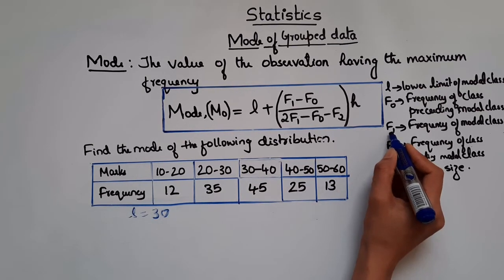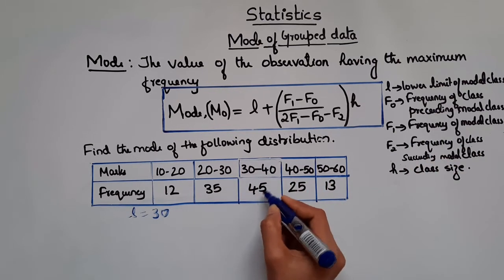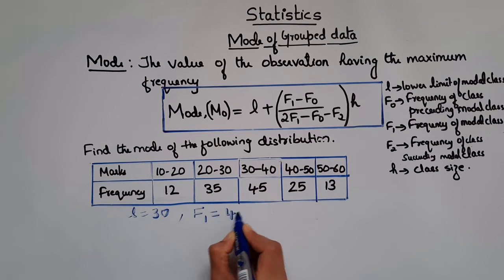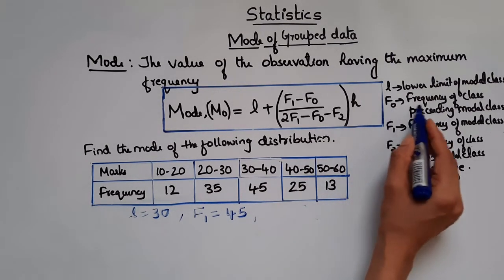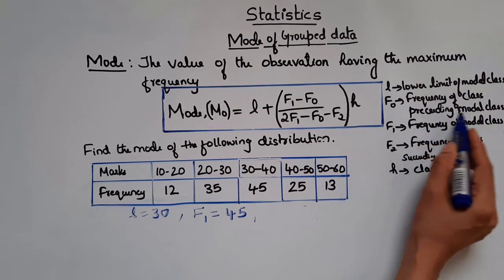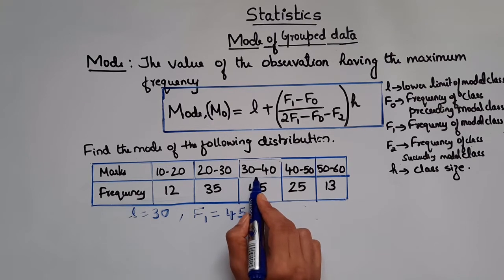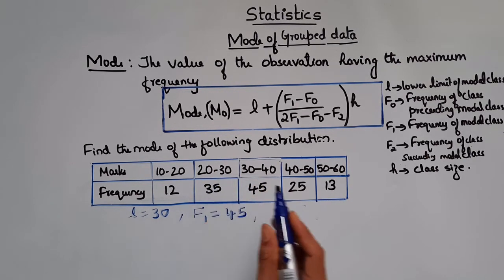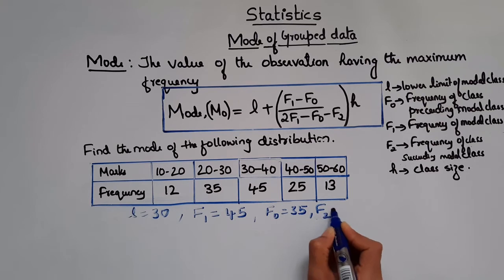Now what is f1? f1 is the frequency of the modal class. The modal class is this, so the corresponding frequency is 45. So f1 is 45. Now what is f0? f0 is the frequency of the class preceding the modal class. Preceding means the previous value. So this frequency, that is 35. So f0 is 35.